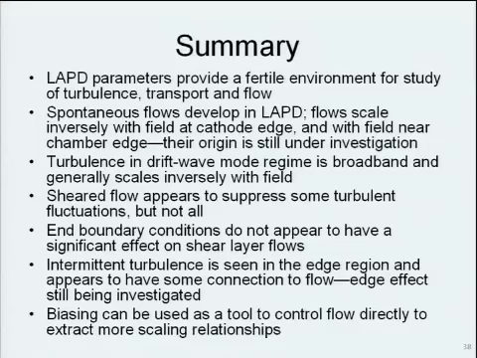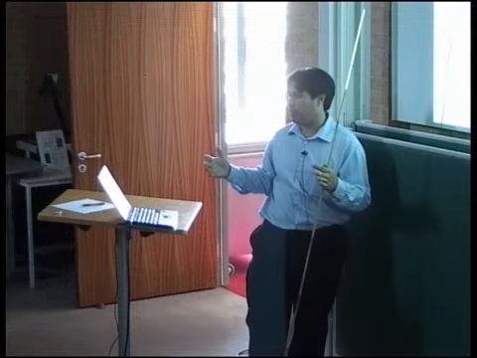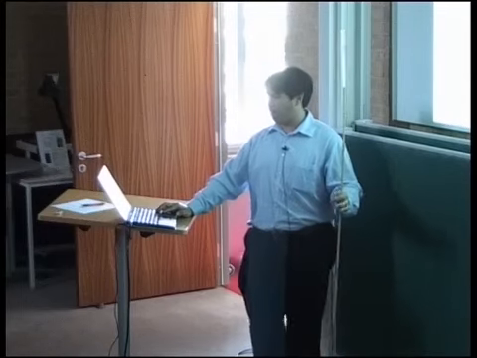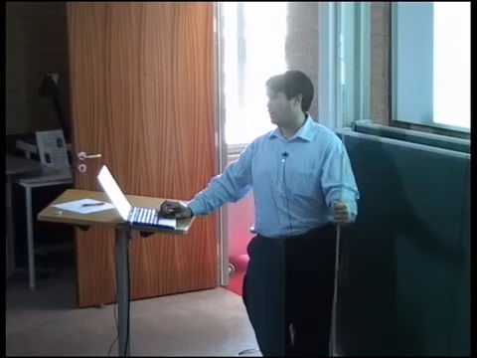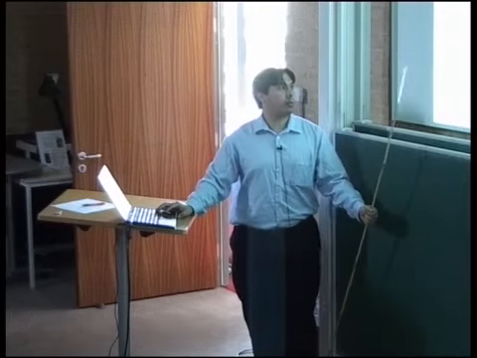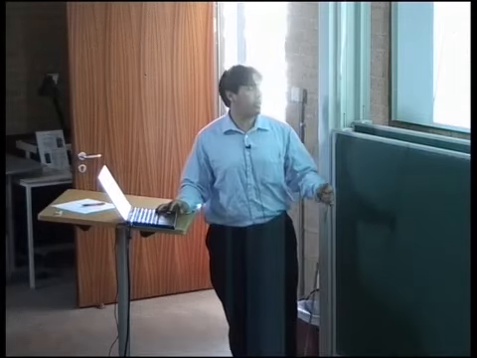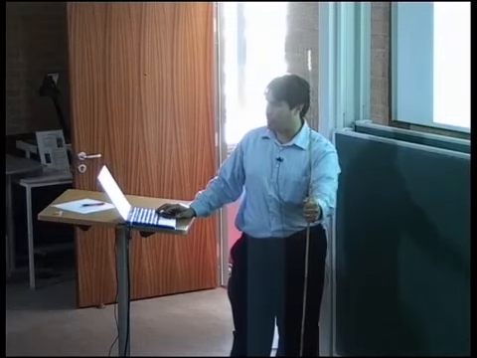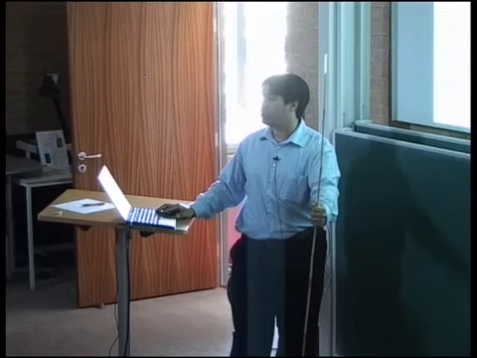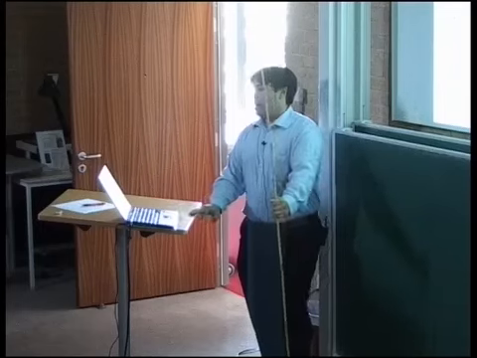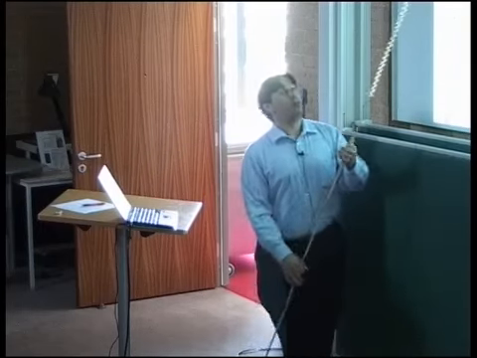Okay, and again, we did affect some of the end boundary conditions, and they don't appear to have too much of an effect on the shear layer flows. There is some effect on the edge flows. That's also on the table for more investigation, as well as the intermittent turbulence seen in the edge region. It does seem to have some connection to the magnitude of the flow, and of course we can use biasing as a tool to try to directly control what flows we have in LAPD to try to extract more scaling relationships. And so the important slide, future work: what do we want to do next?